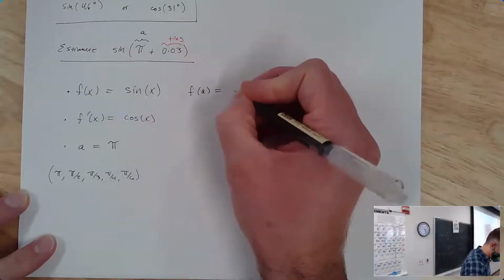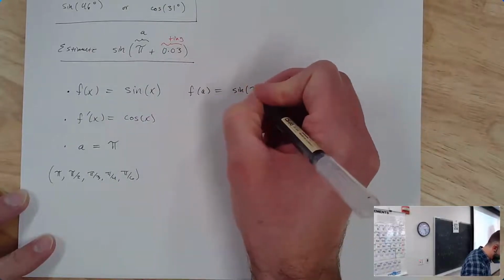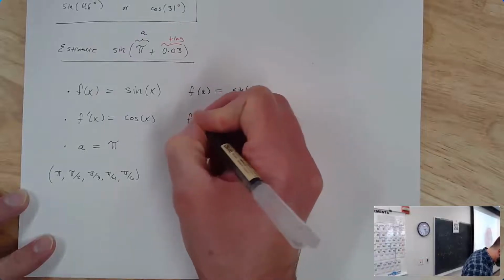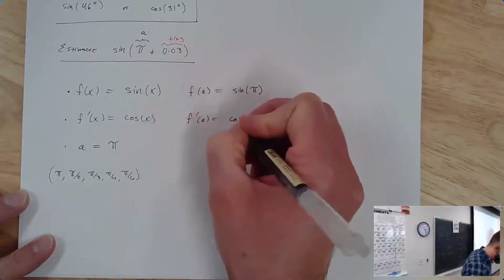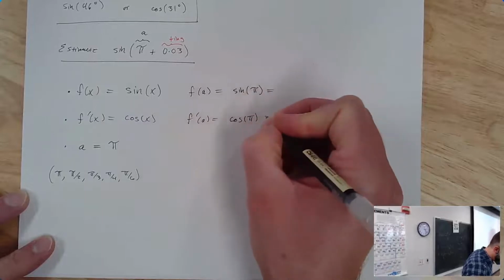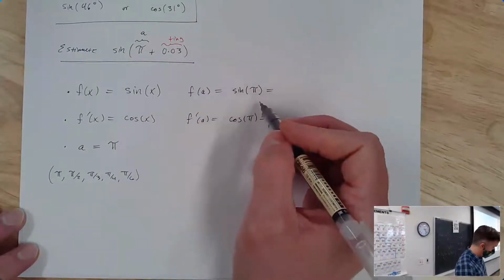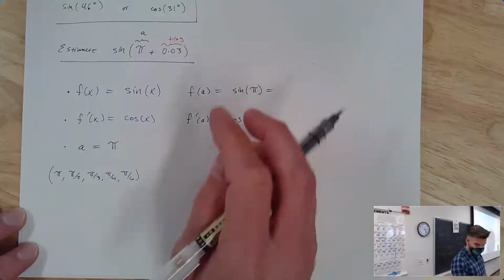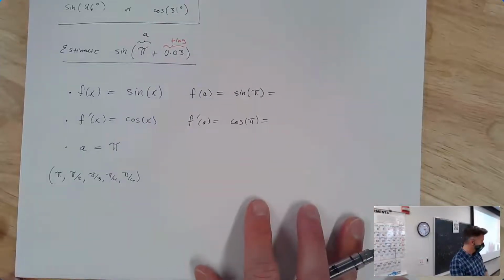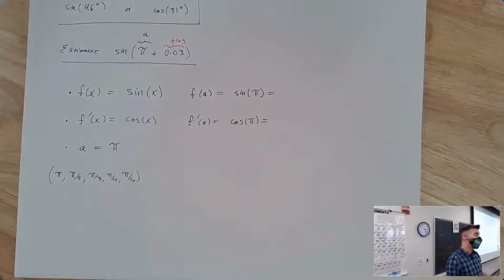So f of a is going to be sine of pi. F prime of a is going to be cosine of pi. All right. Any brave volunteers for sine of pi? Does anyone want to tell me what sine of pi is? I know you all want to. All right, so if you don't remember what sine of pi or cosine of pi is, there's the unit circle.